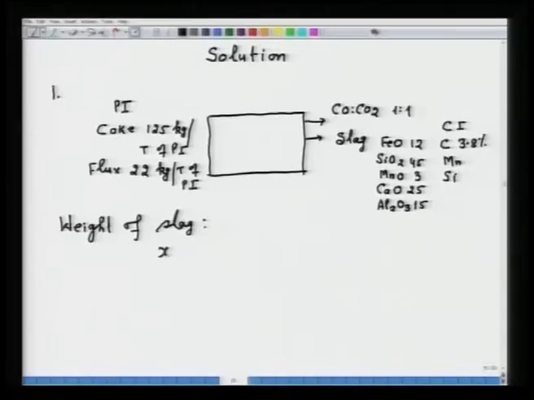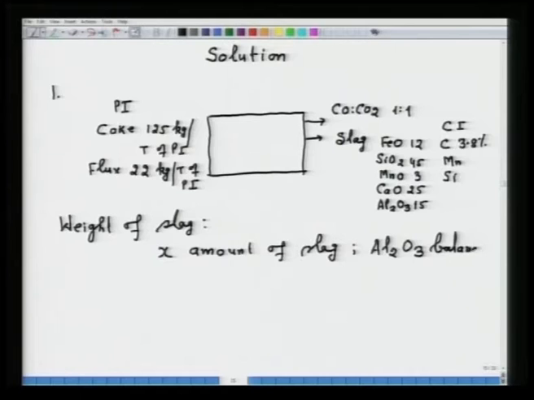So, you have an option whether you go for Al2O3 or calcium oxide. I will see for both the options. So, let X be the amount of slag. X is the amount of slag. Let me do first of all the Al2O3 balance, and of course, the basis I am taking is 1000 kg pig iron. Let me write down, basis of calculation is 1000 kg pig iron.